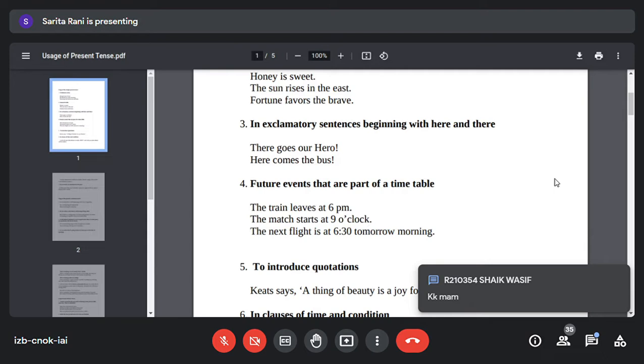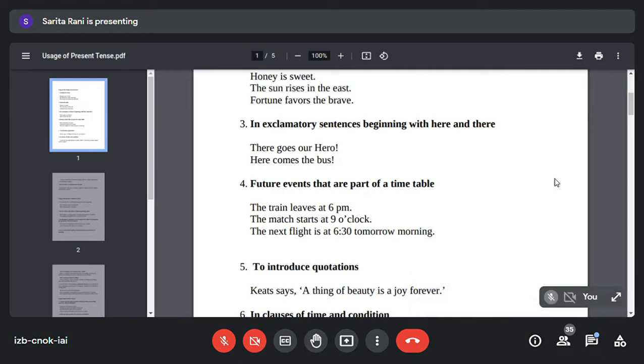Future events that are a part of a timetable. So now these are events which are not happening. It's not a general truth. It is not a habitual action. It is not happening in front of the eyes. It will take place later, but there is a fixed timetable for it. Clear? Such a thing can be written in the simple present form, following the structure of subject plus V1. Now see, there's a timetable already made. So and so train will be leaving at so and so time, isn't it? The timetable is fixed. So for a thing which has a timetable, you can write it in the simple present form using the structure subject plus V1.